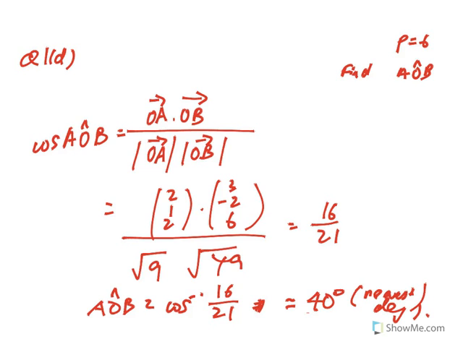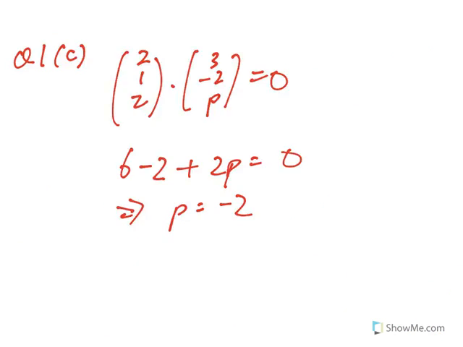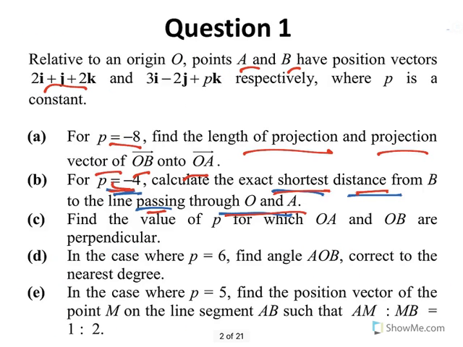Okay, 1E requests for us to find, where P equals 5, the position vector of the point M on the line segment AB such that AM to AB is 1:2. Notice I have a habit, I underline the key points. Also, just go slow. You see a ratio, what comes to your mind? Use the ratio theorem. That's all.